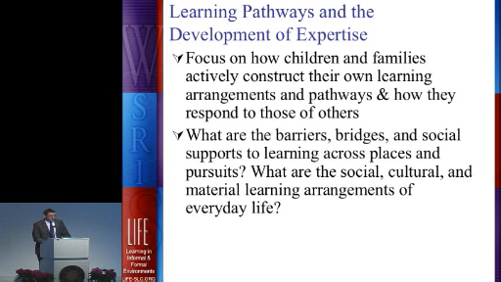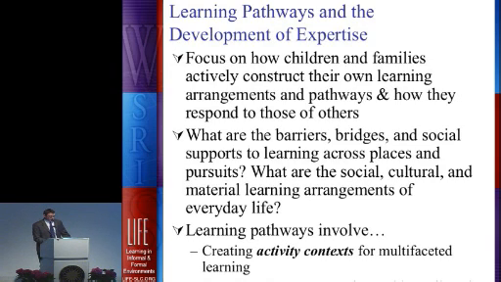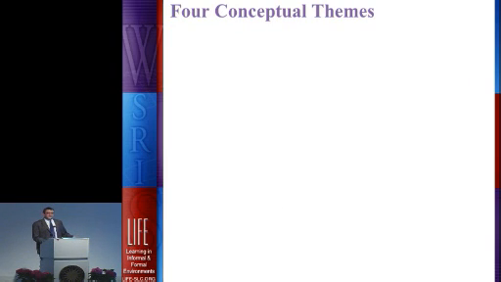So in this frame, we think about what exactly these barriers and bridges are that come into place across settings and pursuits, and what social supports can be put in place to help that happen. Specifically, we're going after the social, cultural, and material arrangements of how this plays out. The slides are bleeding off the bottom, but we're going to push forward because it's exemplified through the data. It's basically trying to think about the process by which people piece together these learning pathways.